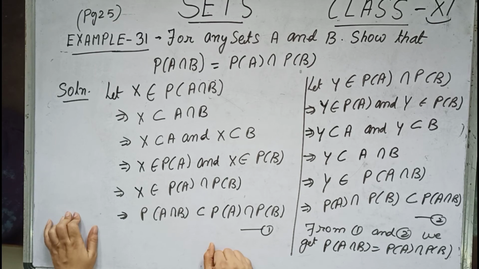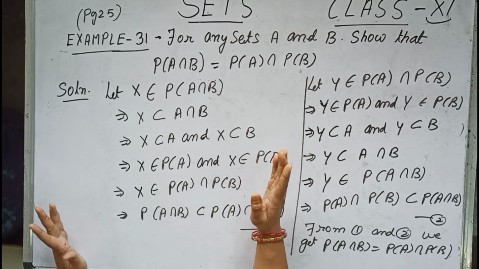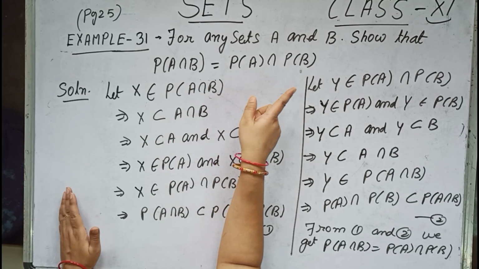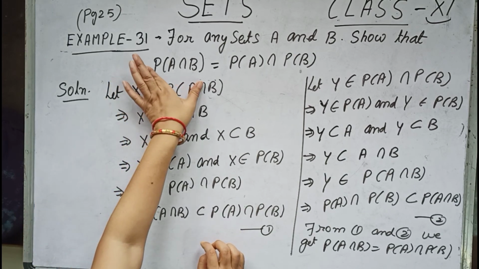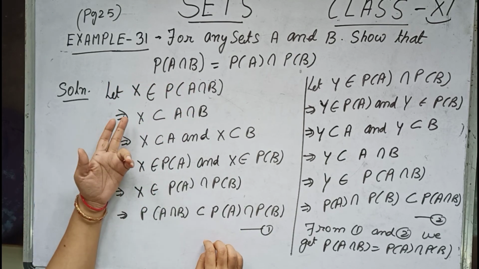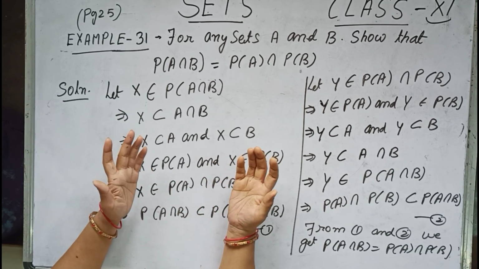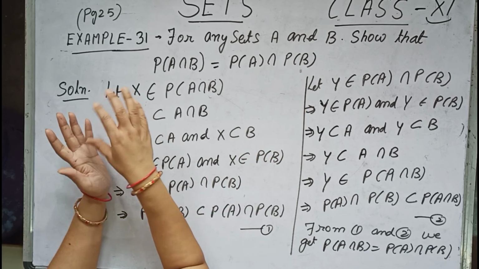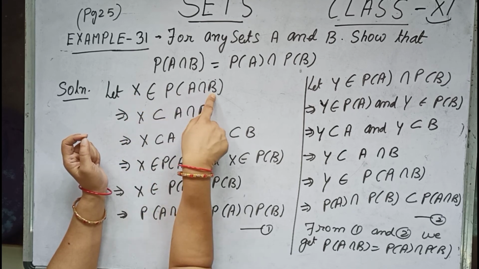The next example which I have taken is example 31, page 25. The question is for any sets A and B, show that power set of A intersection B equals power set of A intersection power set of B. So let us start the solution. Let capital X belong to the power set of A intersection B. I have written capital X because power set of any set is the collection of all subsets of a set. So set is always written in capital.